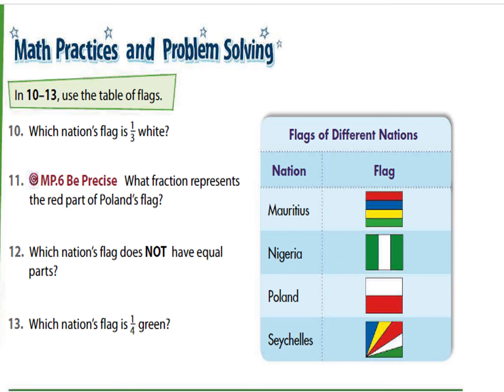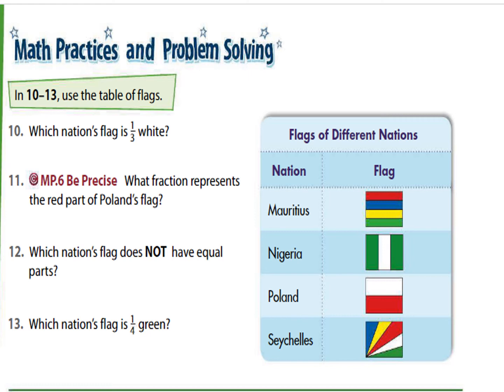Now open page 956 and follow me. My heroes. In 10 till 13, use the table of flags. Look at the table at the right and you will find flags of different nations. We have got Mauritius, Nigeria, Poland, and Seychelles.